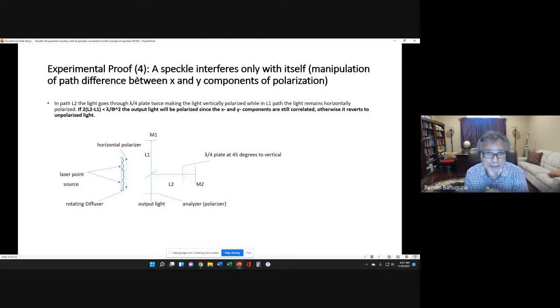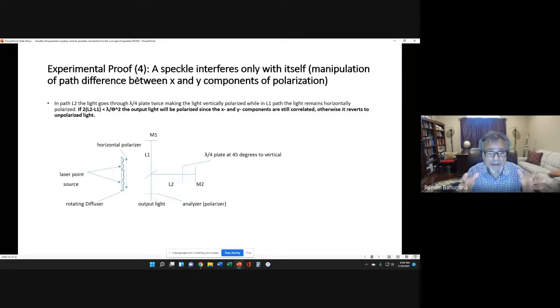But if you do a similar experiment to the one I've shown you here, you can manipulate the path difference. And you can see that if you cross the lambda over theta square path difference, then you can't get the polarization. You get unpolarized light output. The output light is unpolarized.